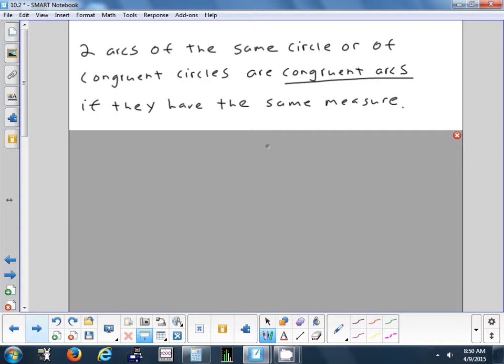All right. So congruent arcs. One thing we have to understand about congruent arcs is they don't have to be in the same circle. They can be in different circles that are congruent. So two arcs of the same circle or of congruent circles are congruent if they have the same measure. But the key is the circles have to be congruent or the same circle.